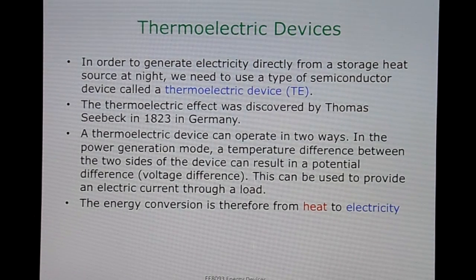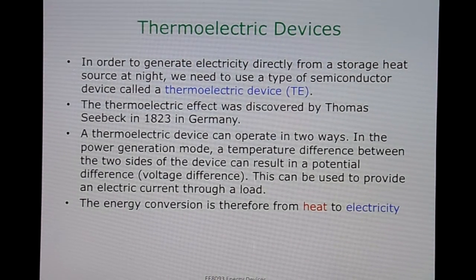Lecture 27, Thermoelectric Devices. So in this lecture, we will learn about the operation of thermoelectric devices.